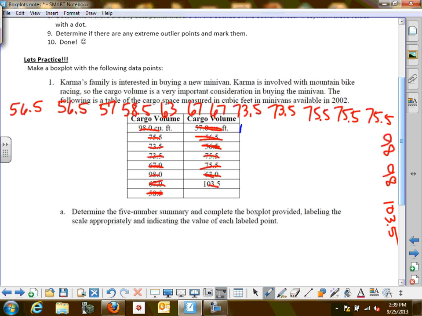So here we go. Minimum, which is 56.5. I'll tell you how to find Q1 in a second. We'll compute median in a moment, as well as Q3. The maximum is 103.5.